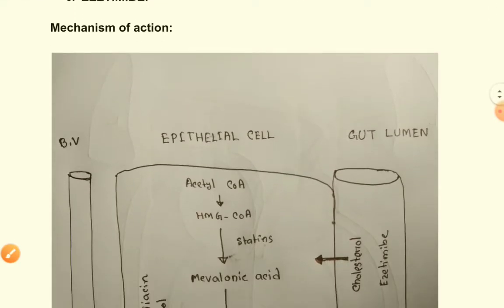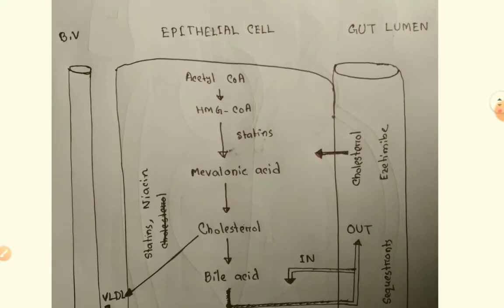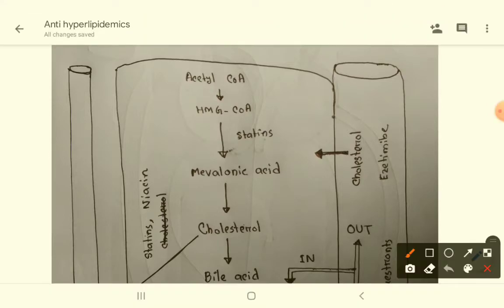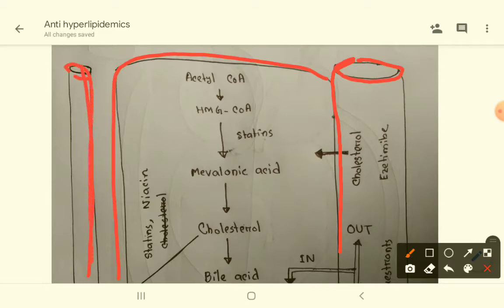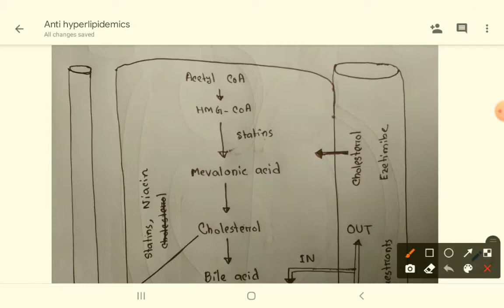Now let's look at the mechanism of action. This is the common mechanism of action of the anti-hyperlipidemic drugs. So you can see that from acetyl-CoA, this is the gut lumen, this is the epithelial cell, and this is the blood vessel, right? So in the epithelial cell, acetyl-CoA is converted to HMG-CoA, and HMG-CoA is converted into mevalonic acid. Then mevalonic acid is converted into cholesterol.